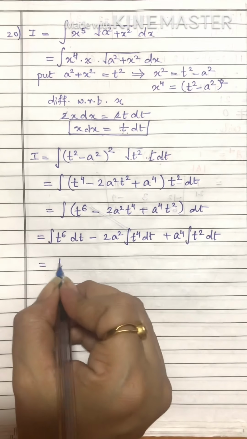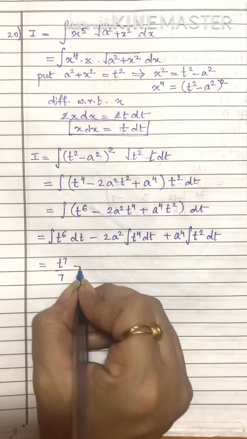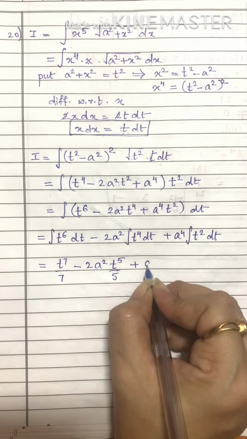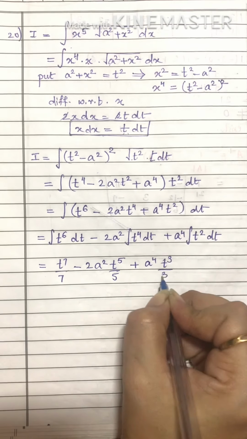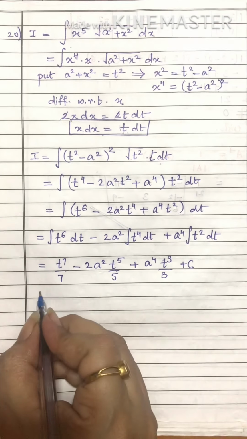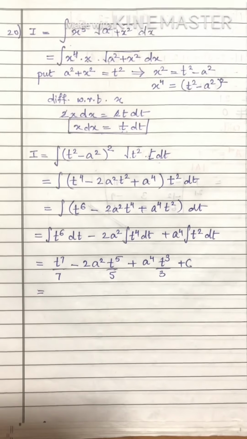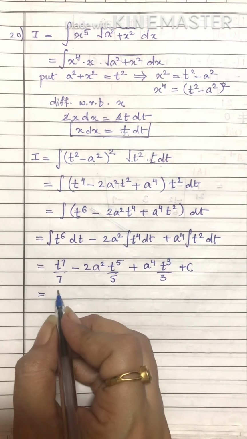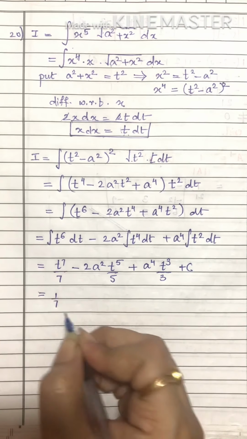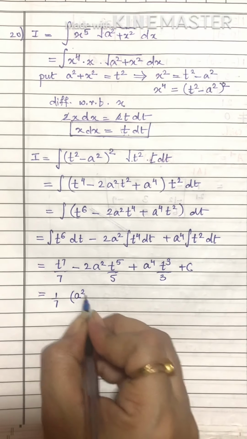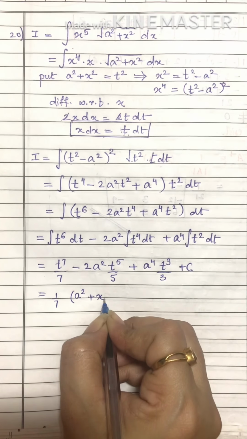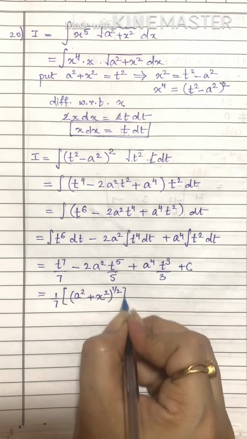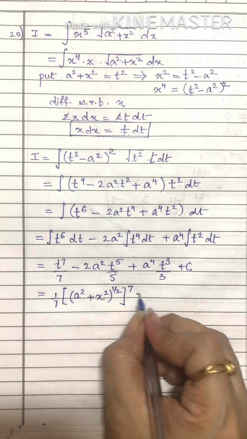Okay, let's write the answer. t raised to 7 upon 7 minus 2a square t raised to 5 upon 5 plus a raised to 4 into t raised to 3 upon 3 plus c. Okay, be very attentive in the sum. Just check the question. Whatever answer we're going to get at the end will actually be a little different from what is given in the textbook for now. But according to me, whatever we are solving, all the steps are going right. So let's continue completing this sum.